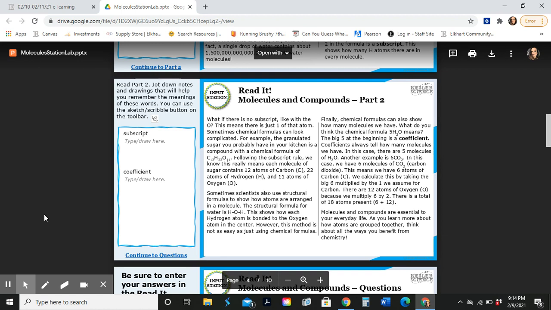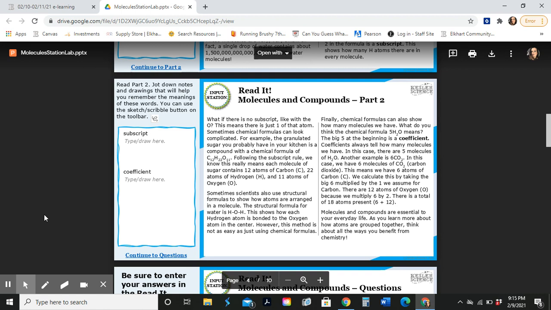Another example is 6CO2. In this case, that is 6 molecules of carbon dioxide. This means that we have 6 atoms of carbon. We calculate this by taking the big 6 multiplied by the 1 we assume for carbon. There are 12 atoms of oxygen because we multiply 6 by 2, which means there's a total of 18 atoms present.